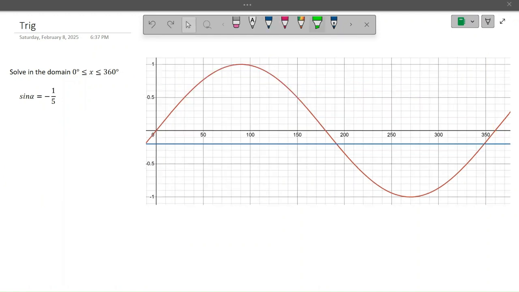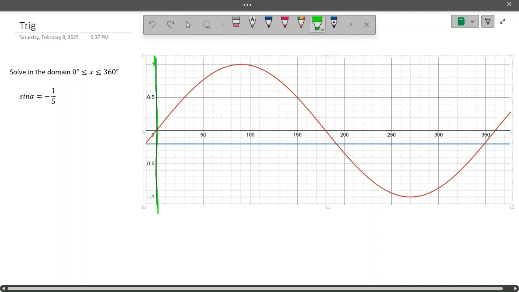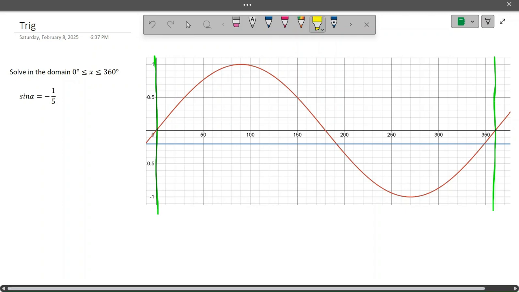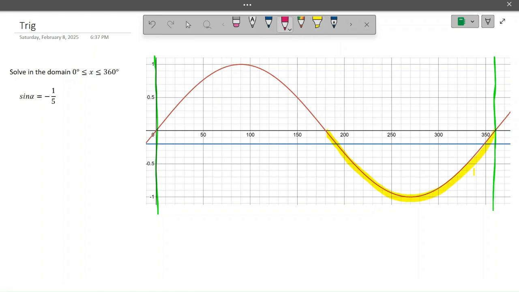Problem 2, we have the same domain, so I'm going to go ahead and mark that off here. So 0 to 360 degrees. This time, though, we are looking for y values that have negative 1/5 as their value. So we are looking where our y values are negative. So that would be this part of our graph right here. And once again, more specifically, we're looking at where our sine wave intersects with the graph of y equals negative 1/5. So here and here. Boy, that point is not very accurate.